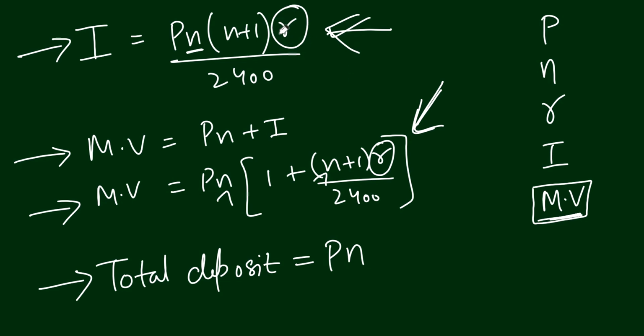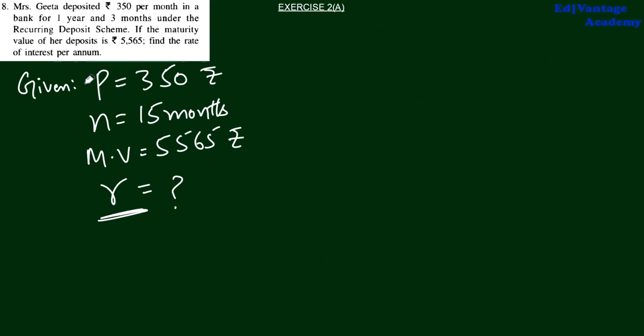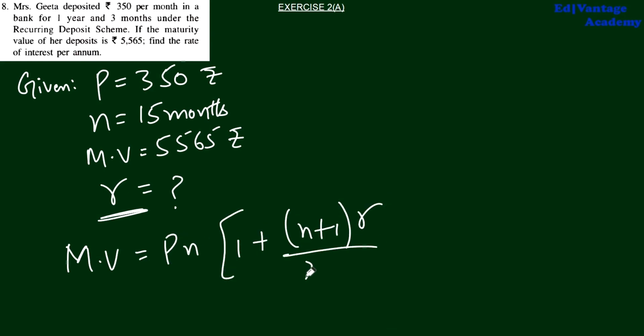To find R from here, you need to know I, P, and N. To find R from here, you need to know MV, P, and N. Since you know MV, P, and N, substitute the MV value, P value, and N value in this formula. Then, with the similar method we used in previous questions, you will get R. Moving to the next question.